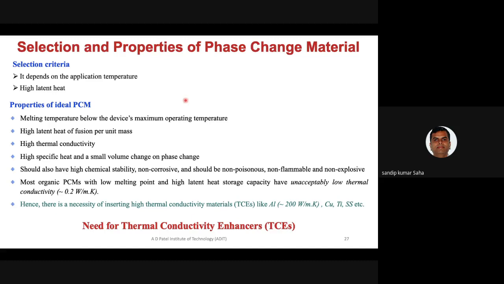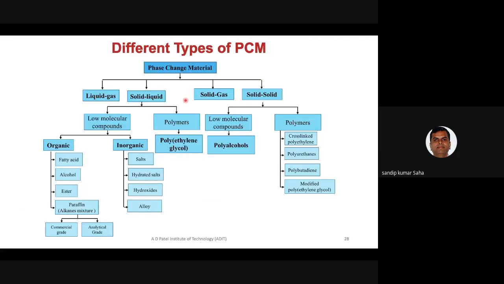There are several criteria. First criteria is that the melting temperature has to be the same as the application temperature or slightly below the application temperature, and high latent heat. This you will see in the governing equation itself. Now different types of phase change materials are available, like molten salt, okay, which changes phase from solid to liquid.